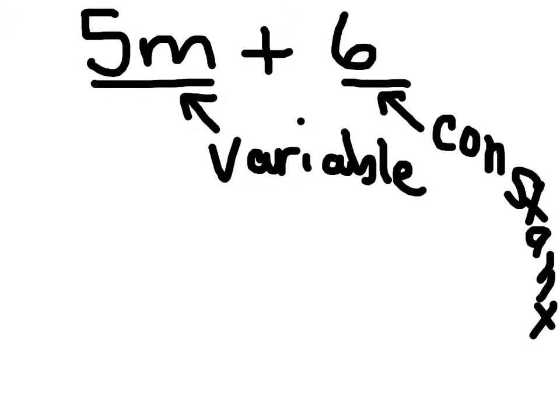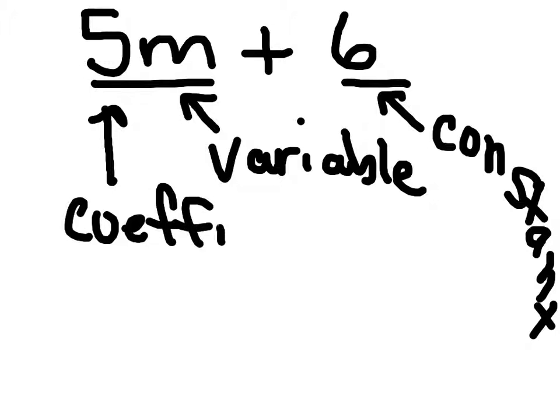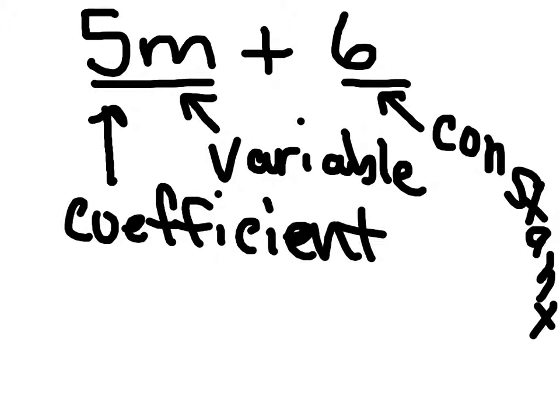We might be told that it's something. We might be given some sort of solution set for it. We might be told that this expression is equal to something and becomes an equation and we can solve for it. But we just know that m is our variable. And the 5 sitting next to the m means 5 times m. That's the coefficient.